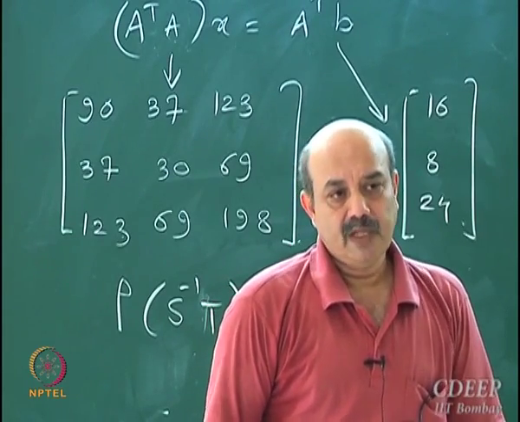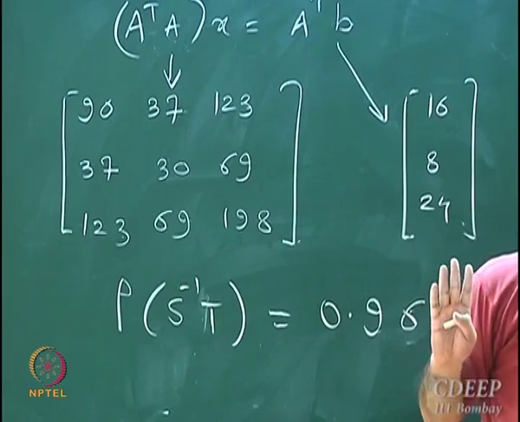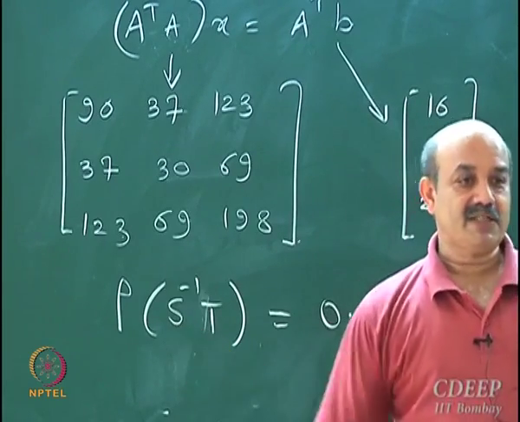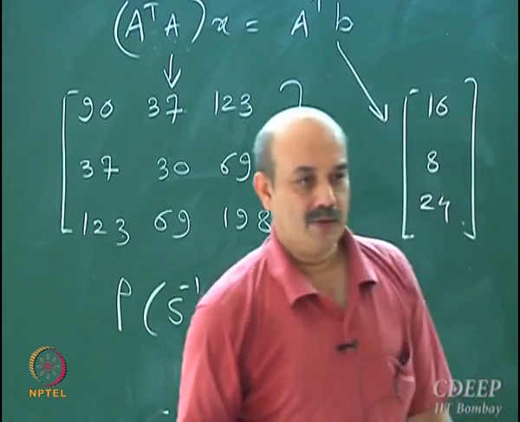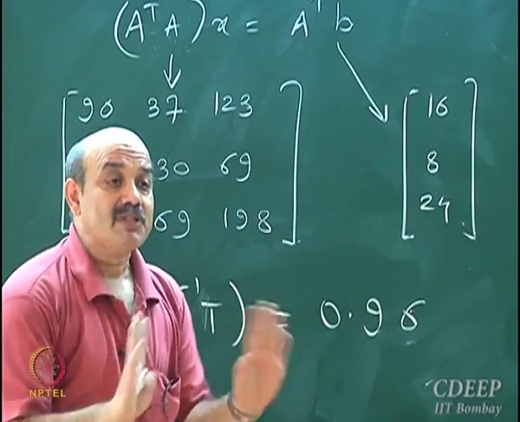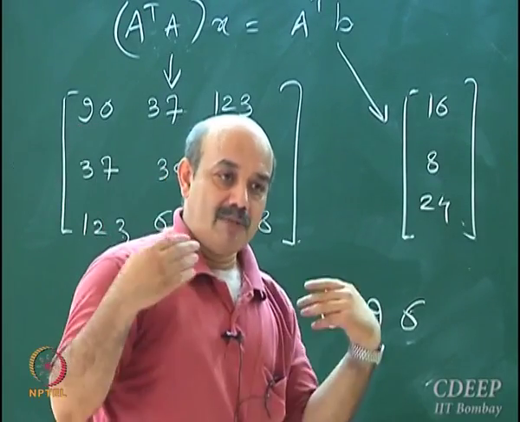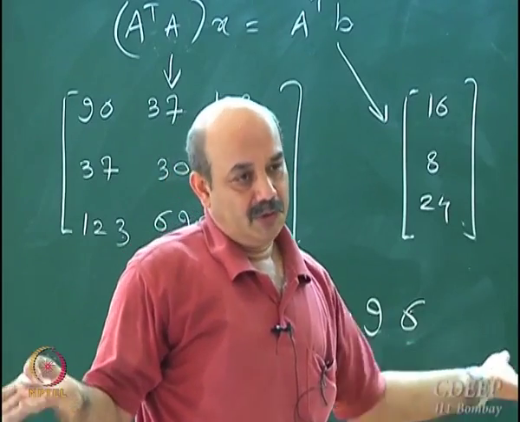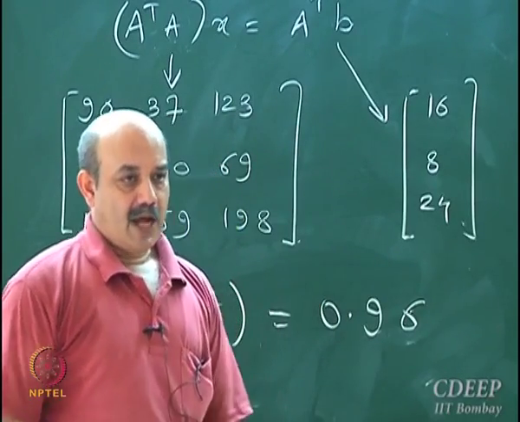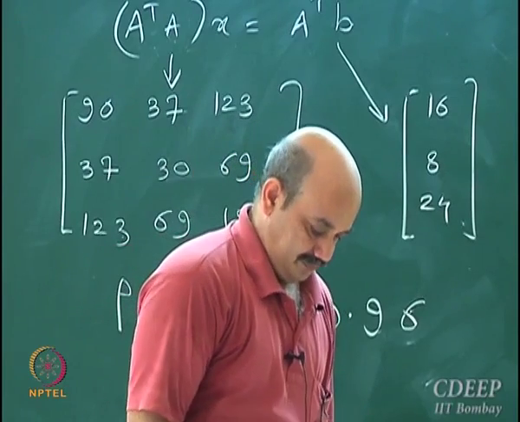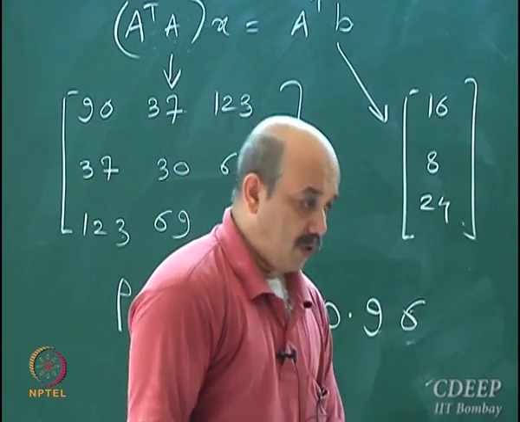The spectral radius being less than 1 is a necessary and sufficient condition. It's necessary: if convergence occurs, the spectral radius should be less than 1. If the spectral radius is less than 1, convergence will occur. But that is not the case with the norm. If the induced norm is less than 1, convergence will occur. But if the induced norm is greater than 1, convergence may or may not occur. You do not know. That is not the case with the spectral radius. Spectral radius is the absolute measure, which is a necessary and sufficient condition.